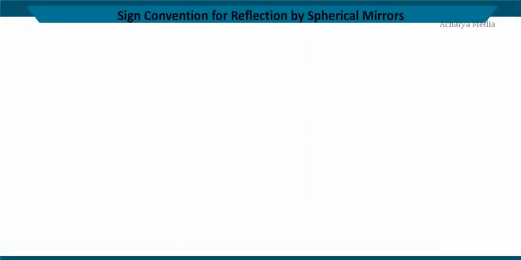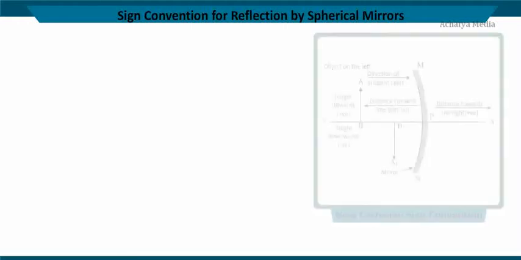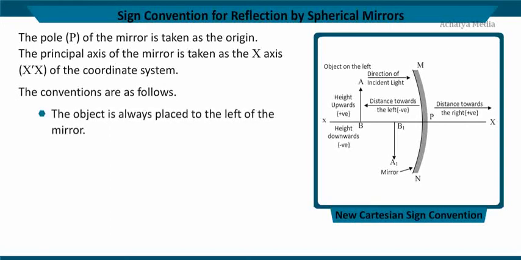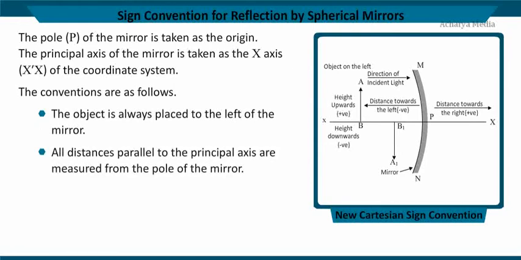While dealing with the reflection of light by spherical mirrors, we shall follow a set of sign conventions called the new Cartesian sign convention. In this convention, the pole P of the mirror is taken as the origin. The principal axis of the mirror is taken as the x-axis, X'X, of the coordinate system. The conventions are as follows. The object is always placed to the left of the mirror. All distances parallel to the principal axis are measured from the pole of the mirror.